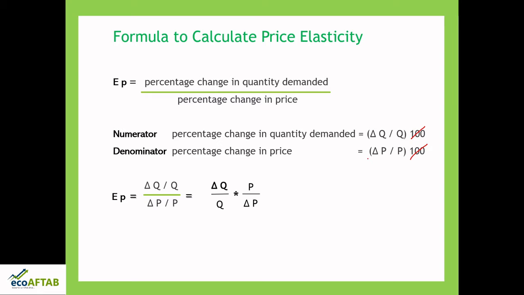When you rearrange the deltas together, our final formula will be price elasticity of demand is equal to delta Q by delta P into P by Q. Here, delta Q by delta P is the slope and P by Q is the ratio of price and quantity. About this I will be speaking later.